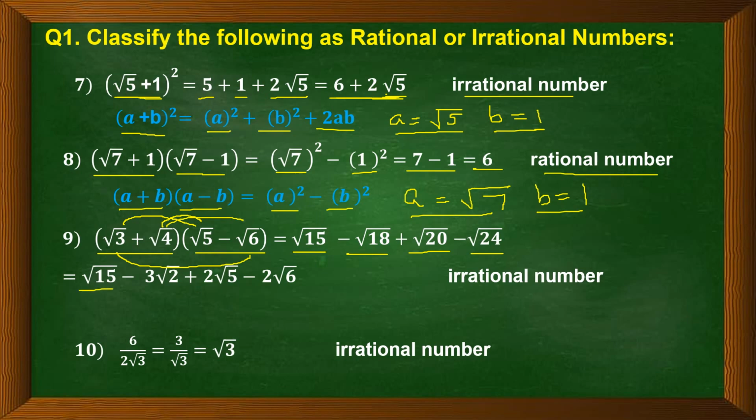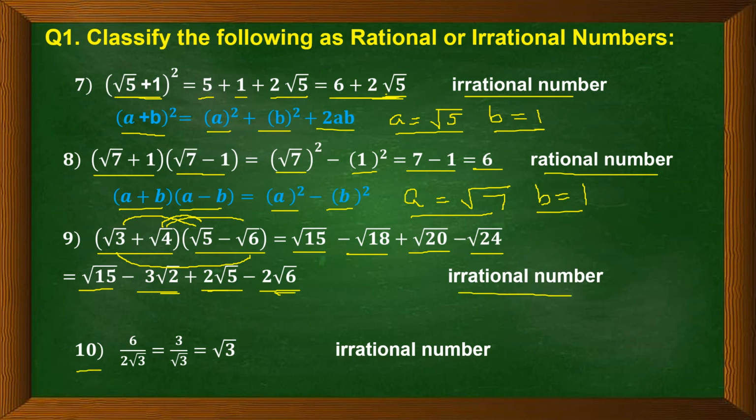Now 18 is 2 into 9, so we can say minus 3 root 2. 20 is 4 into 5, and 4 is a square number, so 2 root 5. And 24 we can say is 4 into 6, so minus 2 root 6. Now over here we have root 2, root 3, root 5, sorry, and root 6, so it's an irrational number.